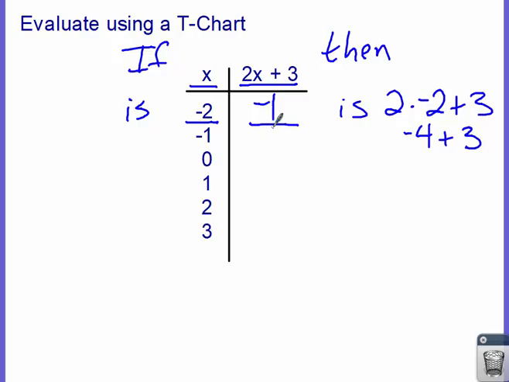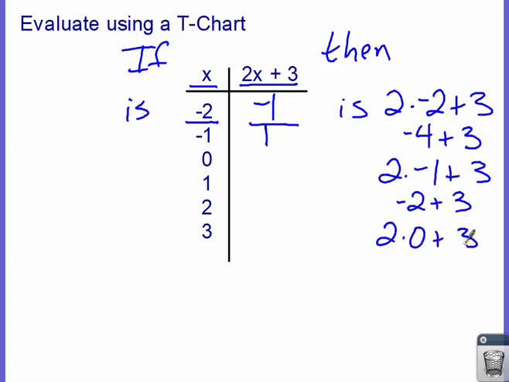Now my x value changes. So now it says if x is negative 1, then 2x plus 3 is what? Okay, so we do it again. 2 times negative 1 plus 3. Well, 2 times negative 1 gives me negative 2, plus 3 gives me a positive 1. Now, let's look at one more real quick. So now if x is 0, because now my x value changes, then 2x plus 3 is what? So 2 times 0 plus 3. Well, 2 times 0 is 0, plus 3 gives us 3.